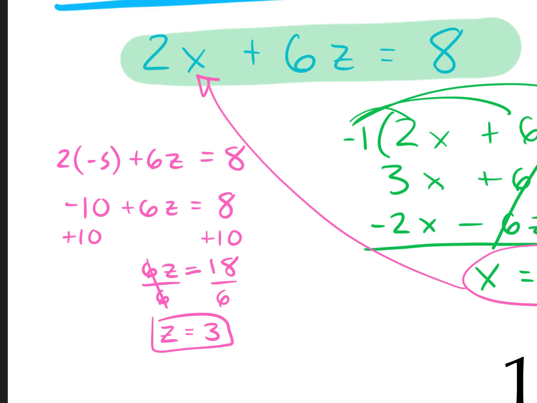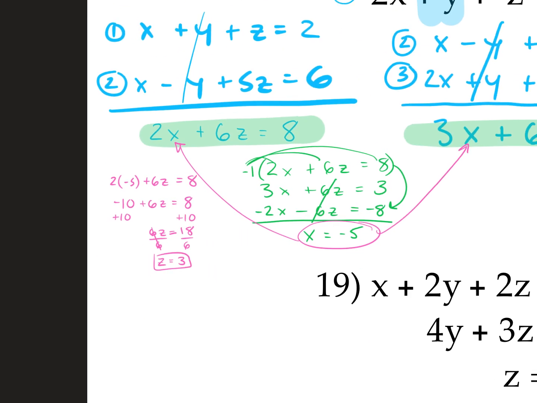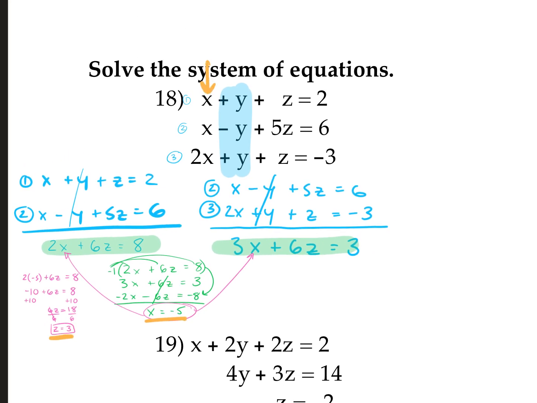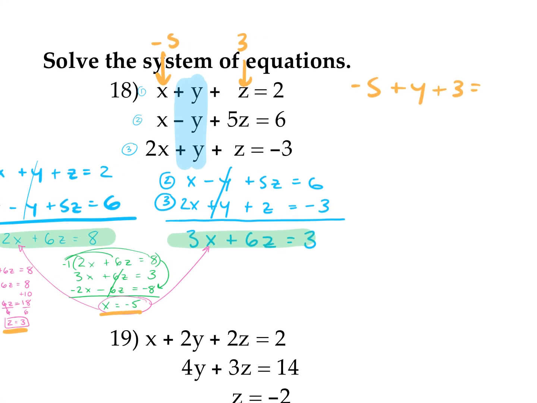What would I do next? Plug it in. Plug it in where? To one of the original equations. So I'm going to take z and x, and I'm going to plug it into the first one. So I'm going to plug in x and z. So I have negative 5 plus y plus 3 is equal to 2.